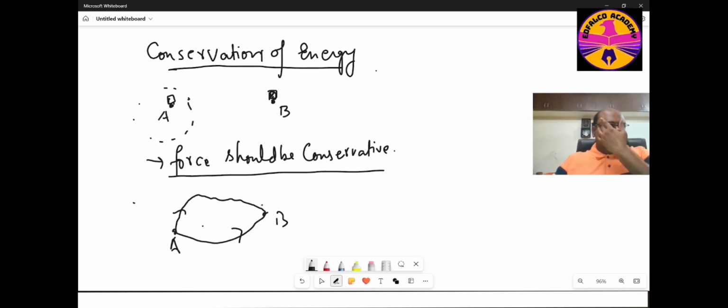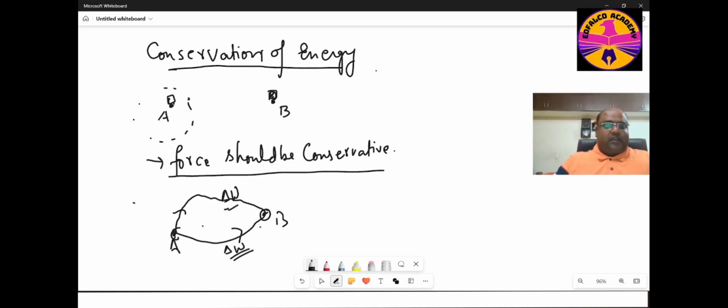If the work done, obviously when the body is moving along this path from A to B, along this bottom path, it will do some work, because it is getting displaced and some force is acting on it. So for moving from point A to point B, the amount of work done is the same along this path, or any other path for that matter.